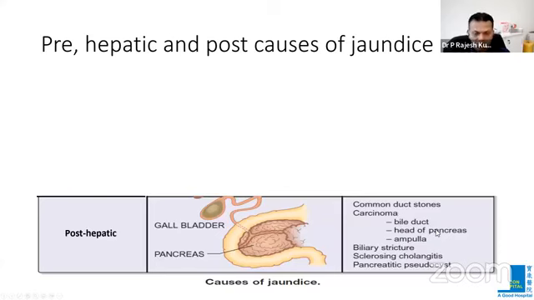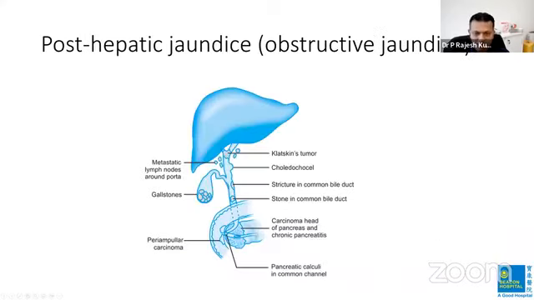So in more detail, this picture tells us all the causes after the liver. We call post-hepatic jaundice, or in simple words, we say obstructive jaundice. All right. So these are all the causes of obstructive jaundice that is possible, that can cause the bile not to flow, that causes the bilirubin to go up, that causes someone to have jaundice.